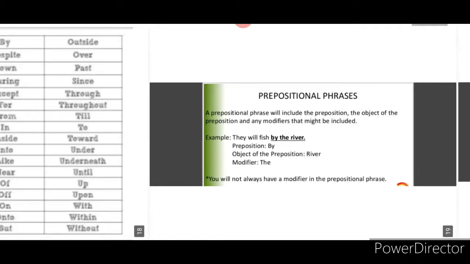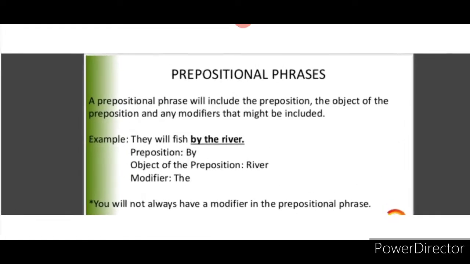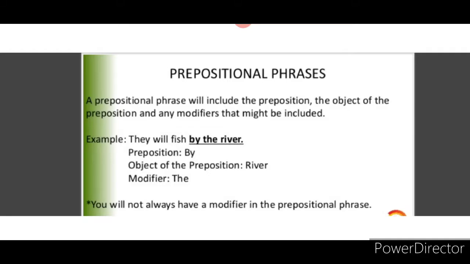Okay children, so see, a prepositional phrase will include the preposition, the object of the preposition, and any modifiers that might be included. Actually children, a prepositional phrase is a group of words that begins with the preposition and helps to explain the relationship between two things. It always begins with the preposition and helps to explain the relationship between two things.